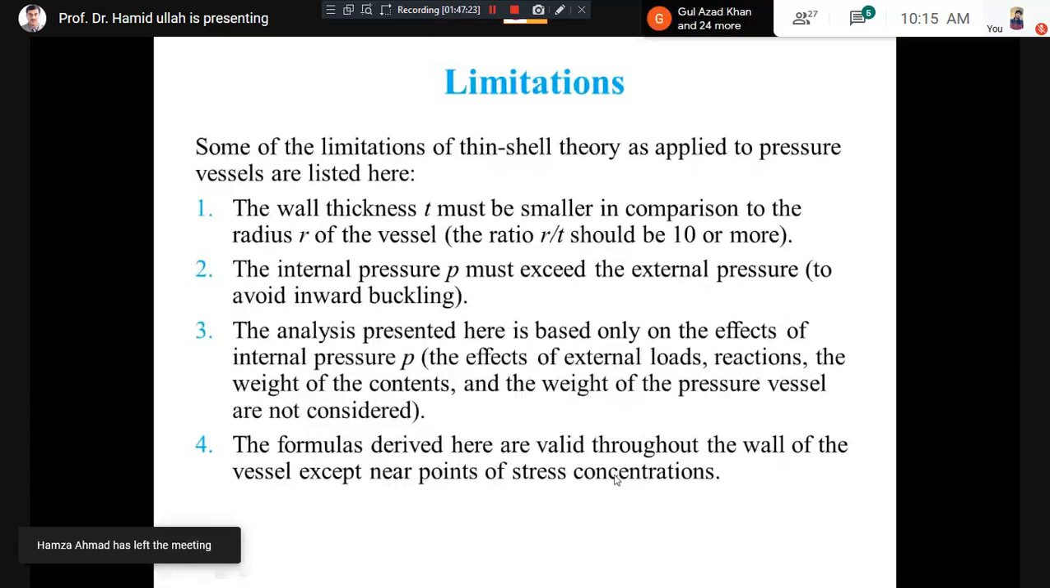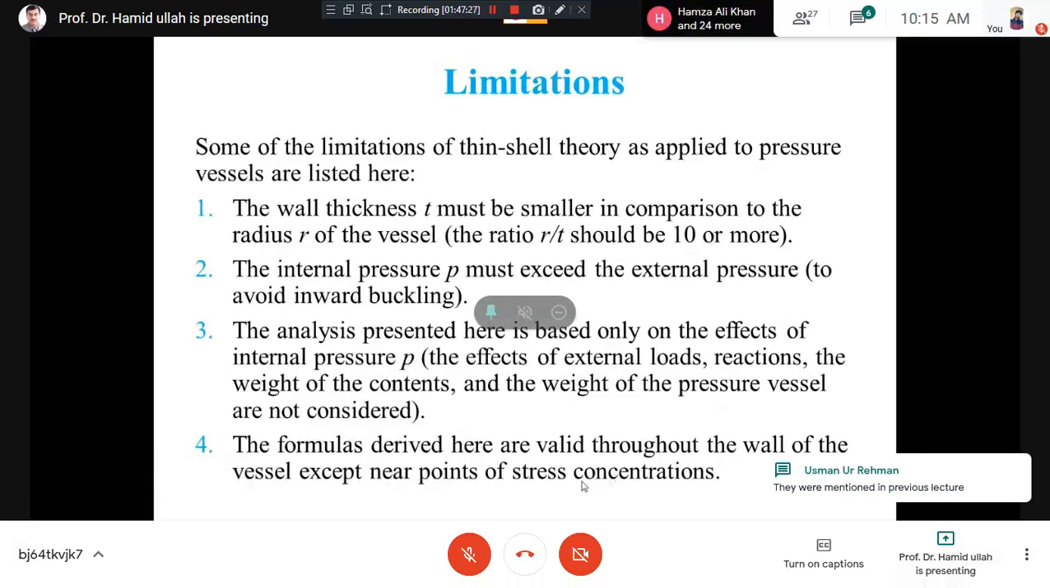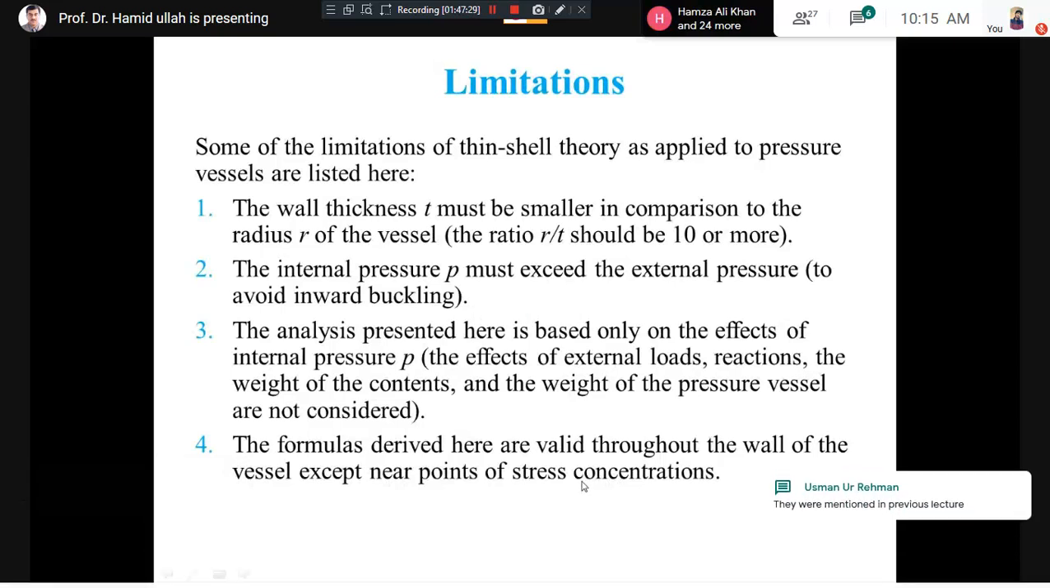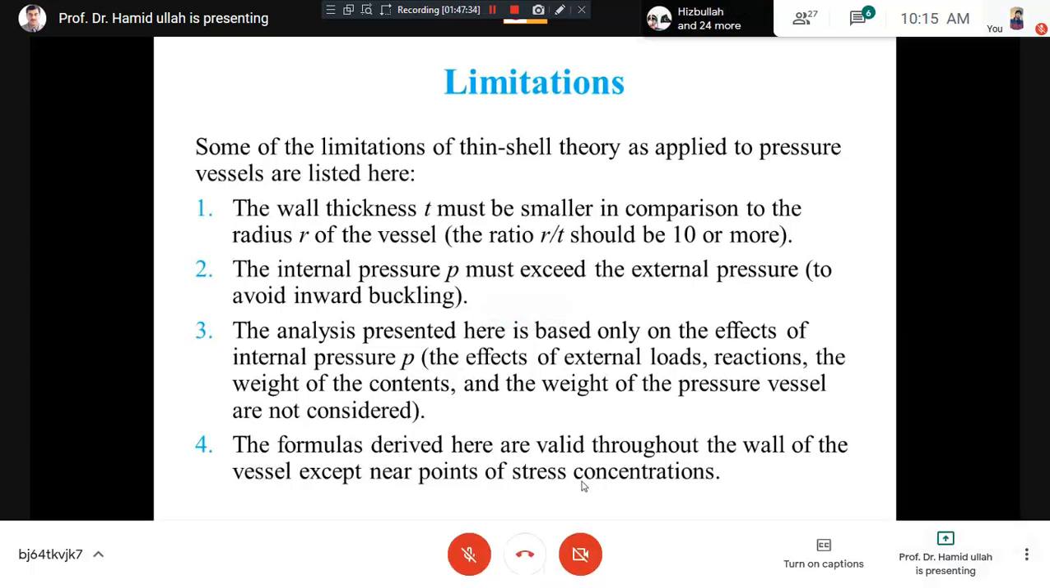फार्मूला इसलिए फिर एप्लीकेबल नहीं है कि उन पॉइंट्स पर जो स्ट्रेस ज्यादा होगा, आप फार्मूला अप्लाई करेंगे तो फार्मूला आपको जो वैल्यू देगा वो उससे कम होगा. So formulas are not applicable to those points where there will be the effect of stress concentration.